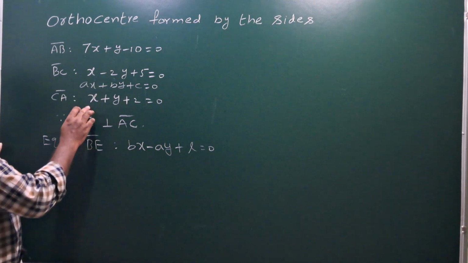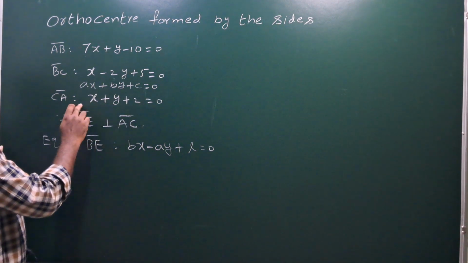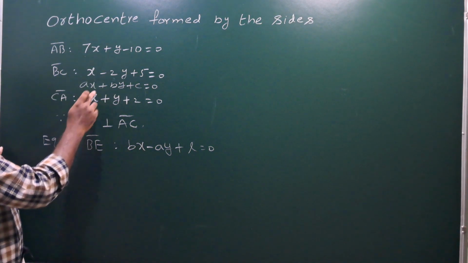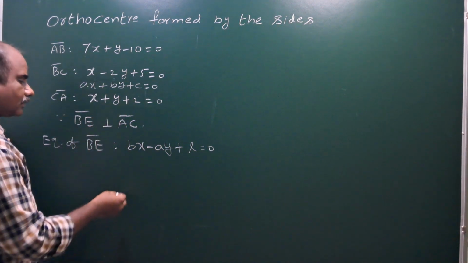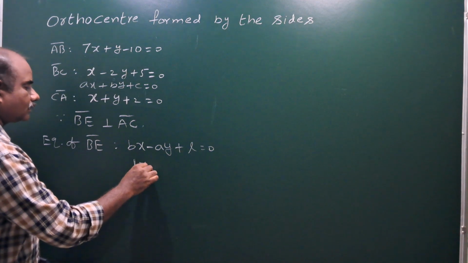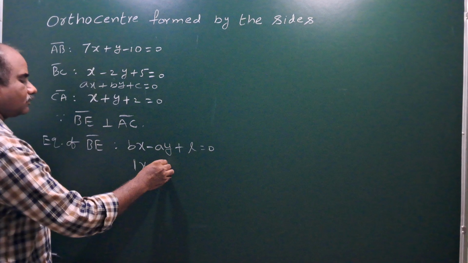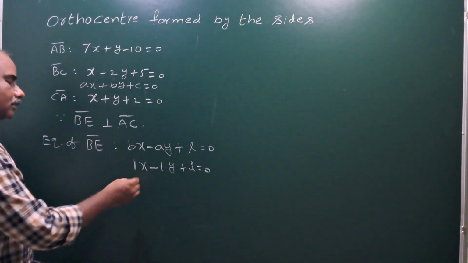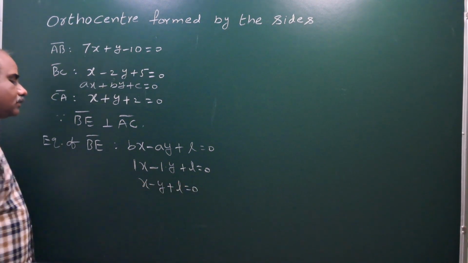So this time we take the equation AC. Here Ax plus By plus C is equal to 0. Compare this equation with the general form. Therefore A is equal to 1, the coefficient of x. B is equal to 1, the coefficient of y. Therefore the equation of BE is like this: 1 into x, B means the coefficient of y, which is 1, minus A, which is also 1, the coefficient of x, plus L is equal to 0. So finally it is x minus y plus L is equal to 0.